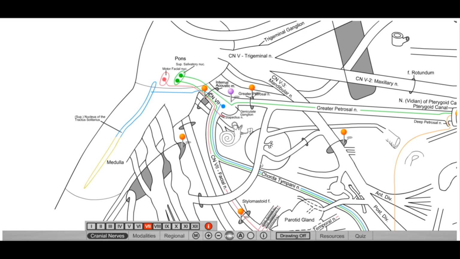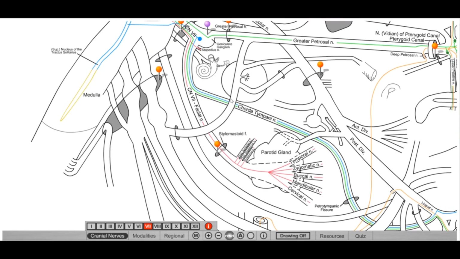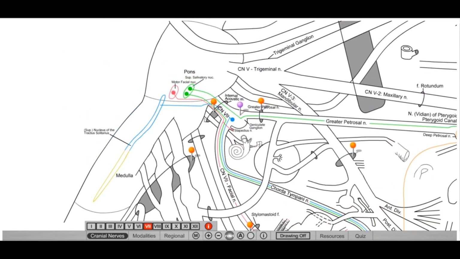Now, as you move further down, you're going to start to break off little branches and not be damaging some of these other things. So if I damage here at this location, we're just going to lose our motor. We're not going to lose any of the sense of taste. We're not going to lose any of the secretions or anything like that. This is known as the stylomastoid foramen, and this is just where the motor portion comes out for the facial nerve, which we'll get to in just a second.